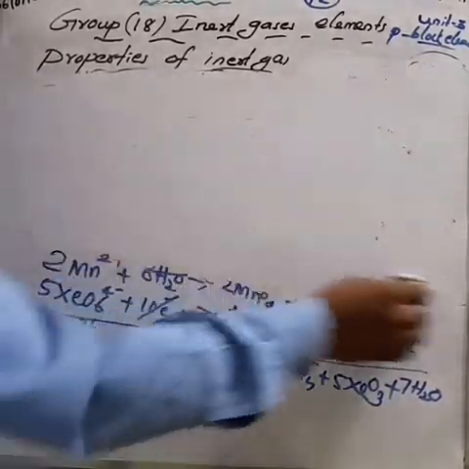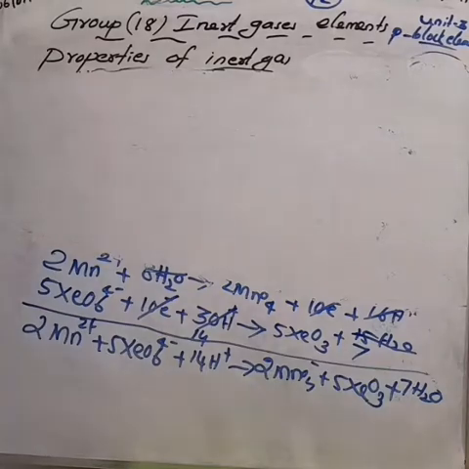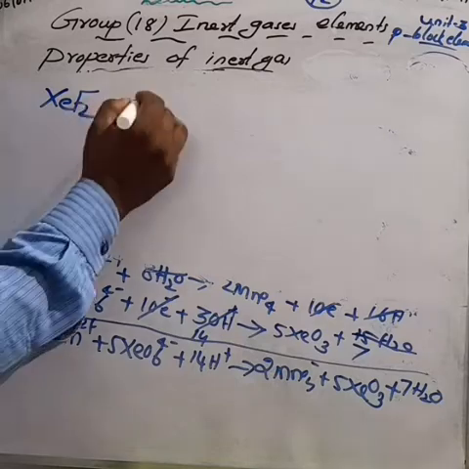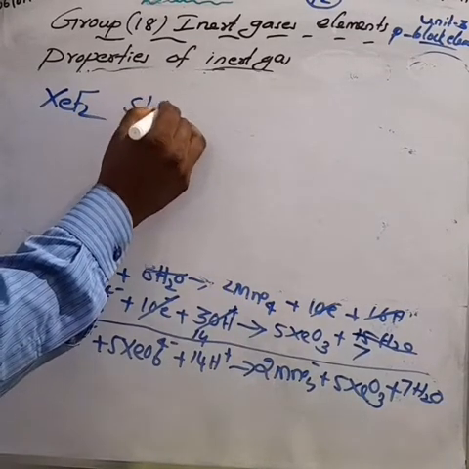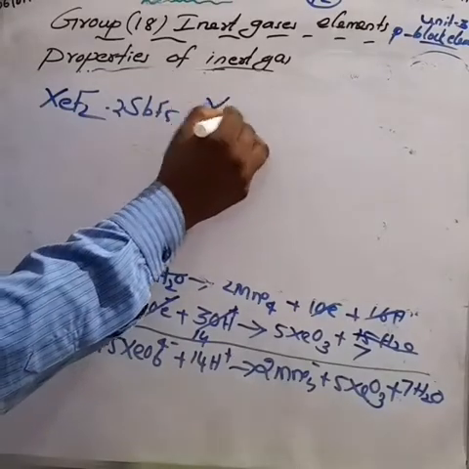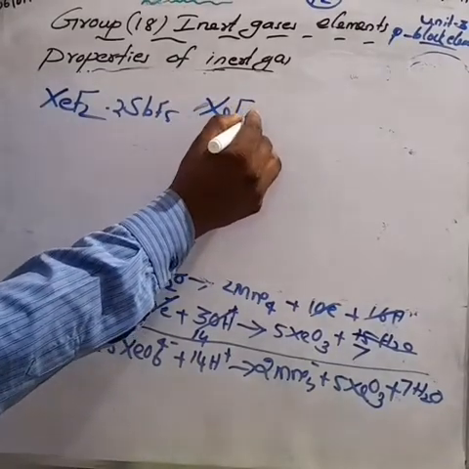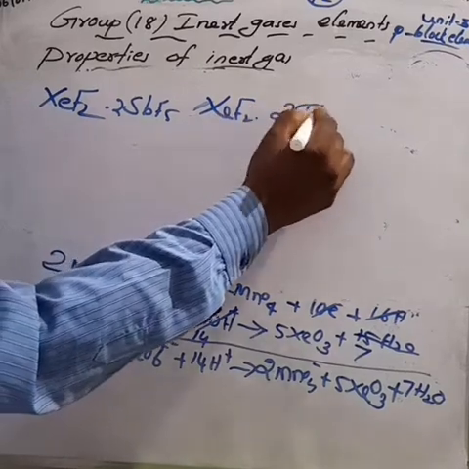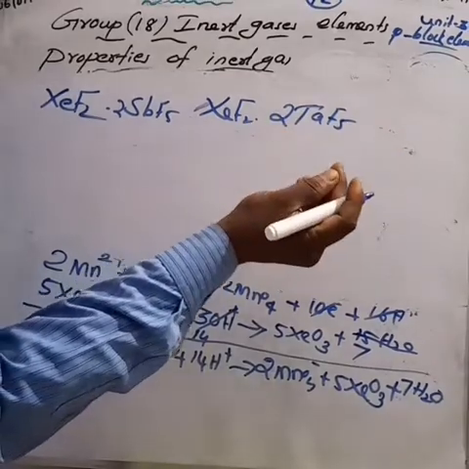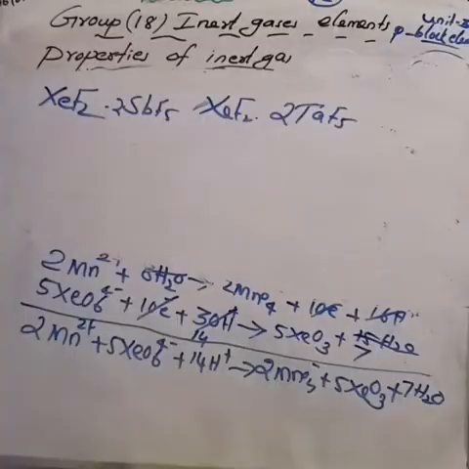And xenon difluoride forms an addition compound, that is XeF2, SbF5, antimony pentafluoride, am I right? SbF5 means antimony pentafluoride, and XeF2, and we get 2TaF5, tantalum pentafluoride. Try to learn this one, for sometimes it may be asked as a one-word question.